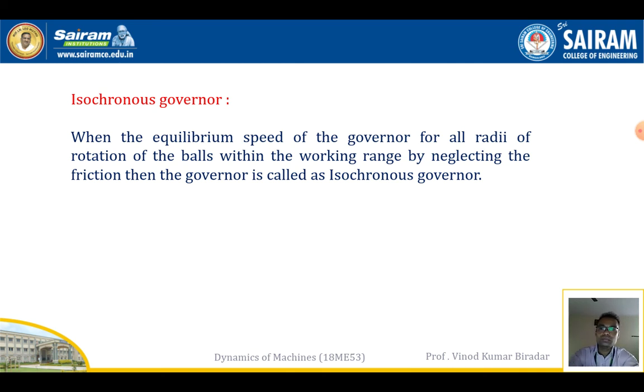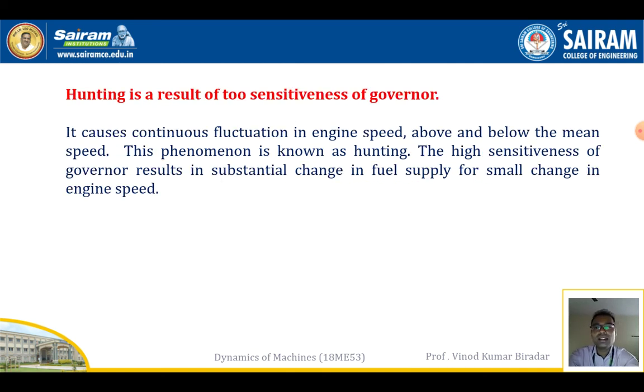Next is hunting. This is very important. Hunting is the result of too much sensitiveness of a governor. It causes continuous fluctuation in the engine speed above and below the mean speed of the engine. This phenomenon is called hunting. Once the engine shaft is started, there is a fluctuation in the engine speed. The high sensitiveness of a governor results in a substantial change in fuel supply for a small change in engine speed. So this is about hunting.